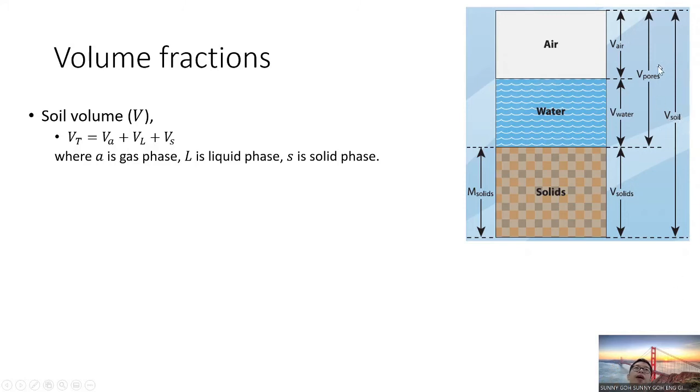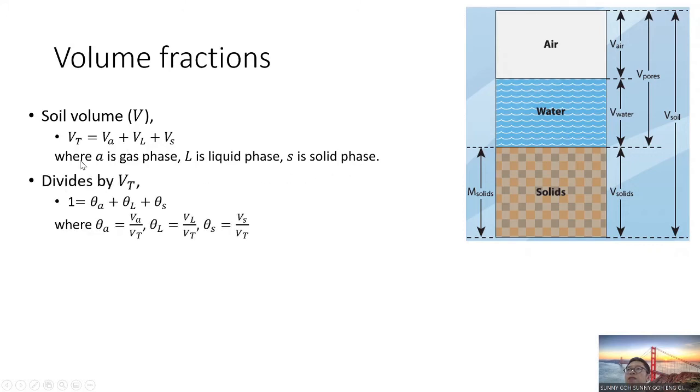All right, and the V air plus V water, we normally lump together. We call it V pore. V pore means pore space, or the empty space between the soil particles. So you can see that soil volume, Vt, is given by Va plus Vl plus Vs. Vl is the liquid, Va is the air, Vs is the solid. So a is the gas phase, l is the liquid phase, and s is the solid phase.